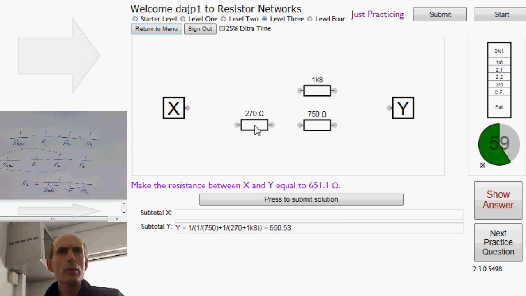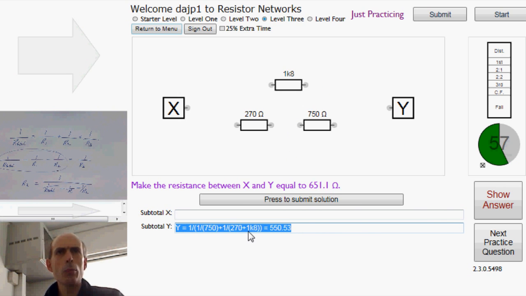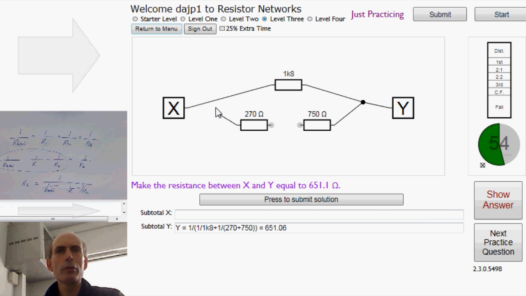Okay, next idea. We could take these two and put them in parallel with the 1K8 like that. Now what would I get? 1 divided by 1 over 1K8 plus 1 over 270 plus 750. Got it! To 4 significant figures, that is 651.1. So the answer is, you connect the 1K8 up like that, you connect the 750 and the 270 in series, and put both of them in parallel with 1K8, and we got it.